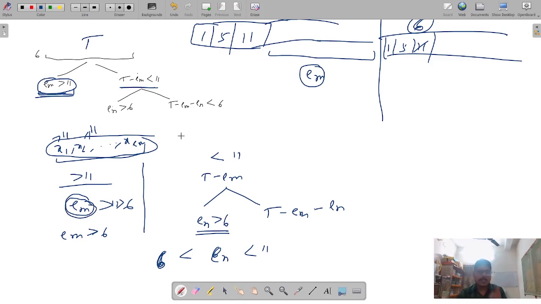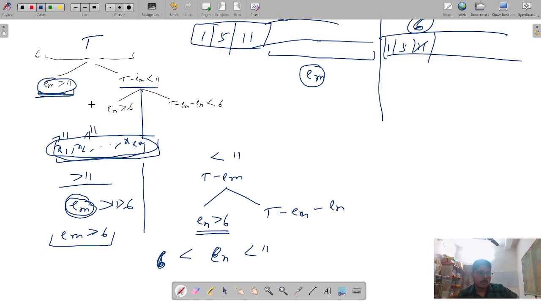And if a number is greater than 11, it should already be greater than 6, right? A number which is greater than 11 is also greater than 6. So these numbers are also greater than 6. So I have m number of elements which are greater than 6. And this is another case, okay? So they are two different cases.